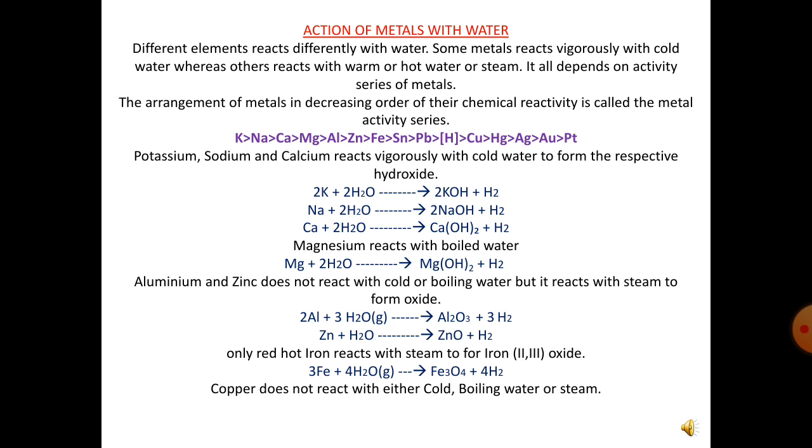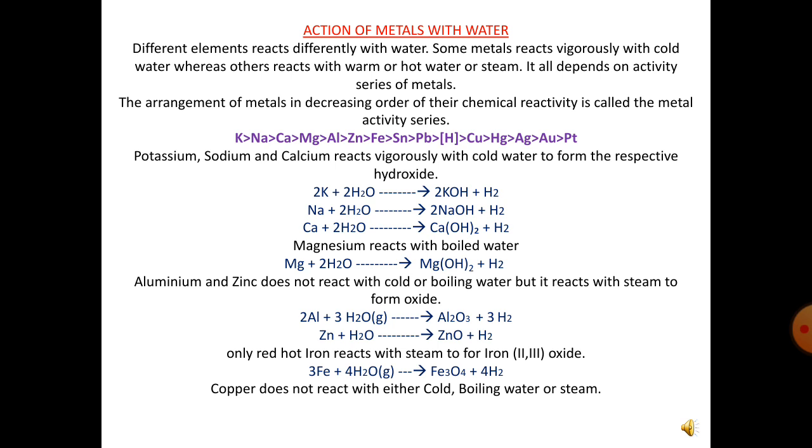The arrangement of metals in the decreasing order of their chemical reactivity is called the metal activity series or reactivity series. So we know potassium is the most reactive metal and platinum is the least reactive metal. And how do you remember?